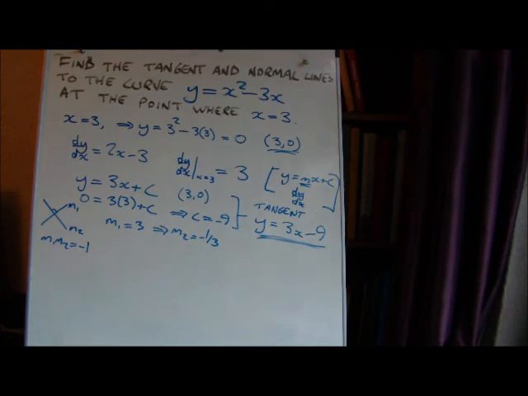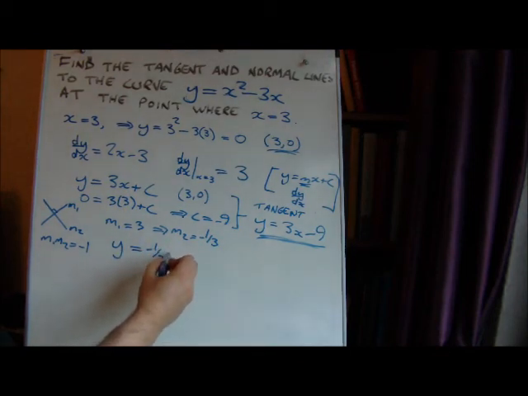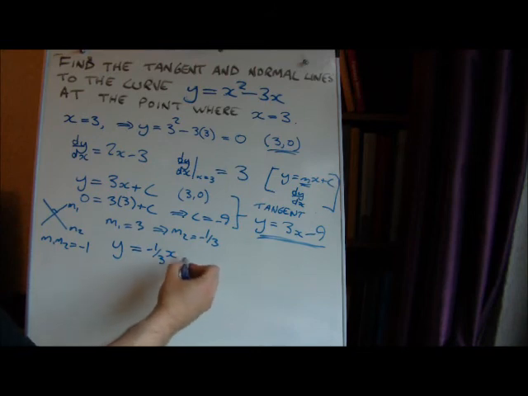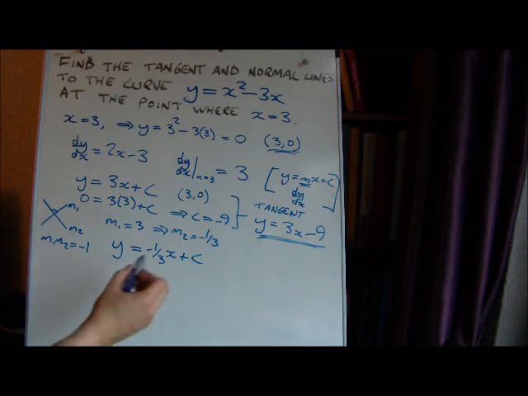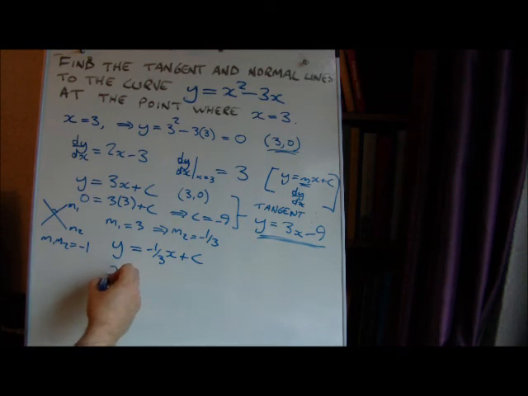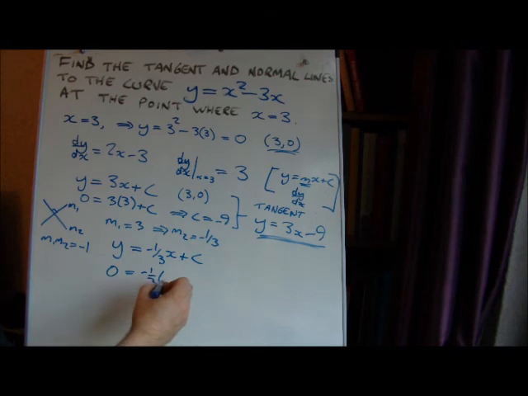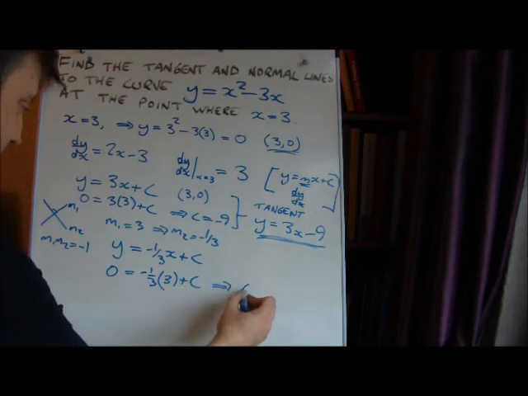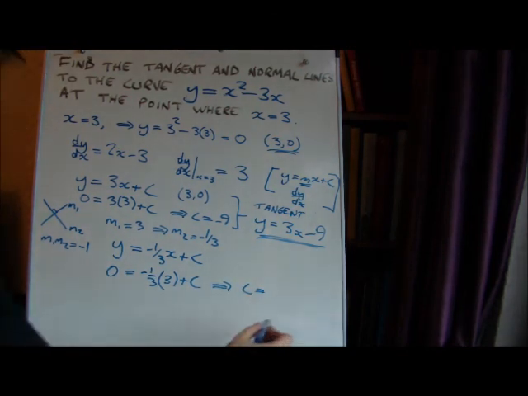As it's a straight line, we can use the straight line equation again. So the normal line will have an equation which looks like negative 1 over 3 x, plus a constant. Because it passes through the point (3, 0), we can use 0 as the y value, and it's going to be minus 1 over 3 multiplied by the x value, plus c. So that means c is going to be equal to 1.